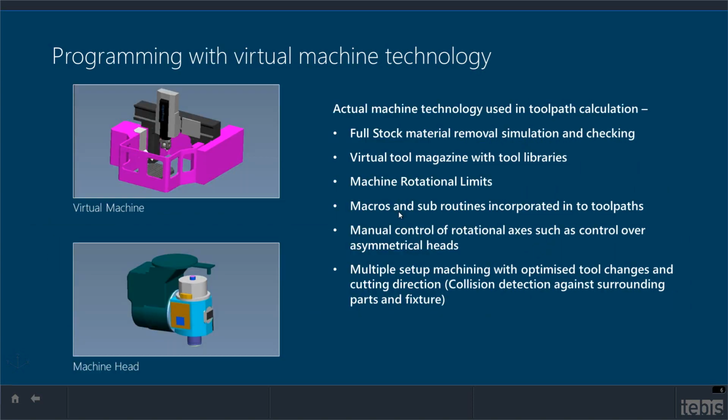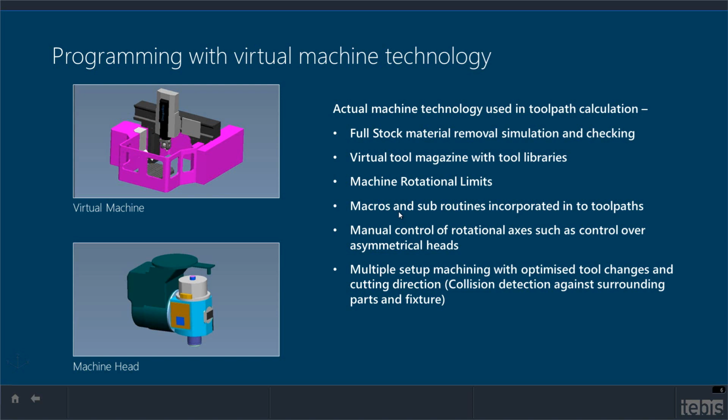Then we talk about our virtual machine technology and programming with it. Well, our virtual machine technology, again, is quite unique. This is something that Tebis has been doing for maybe 20 years now, and again, as we've talked about earlier, we can use this in planning, but also we use all of these technologies in programming.